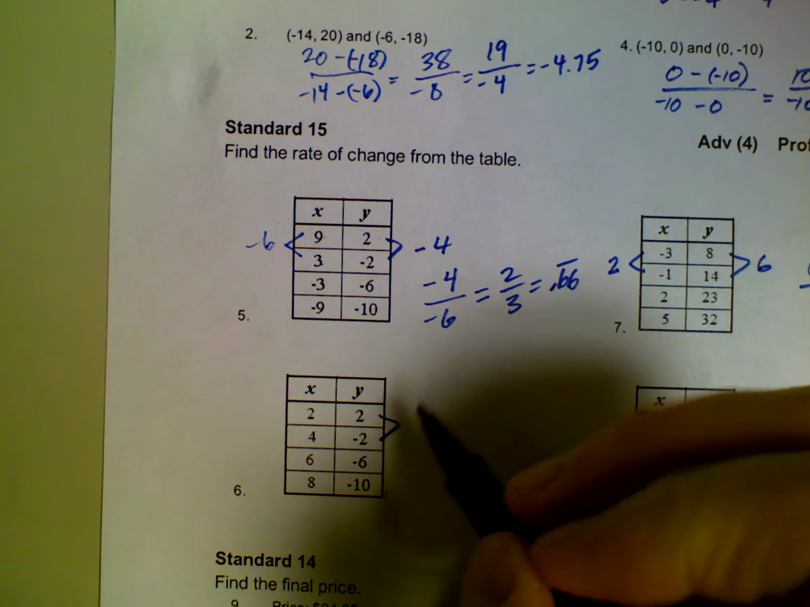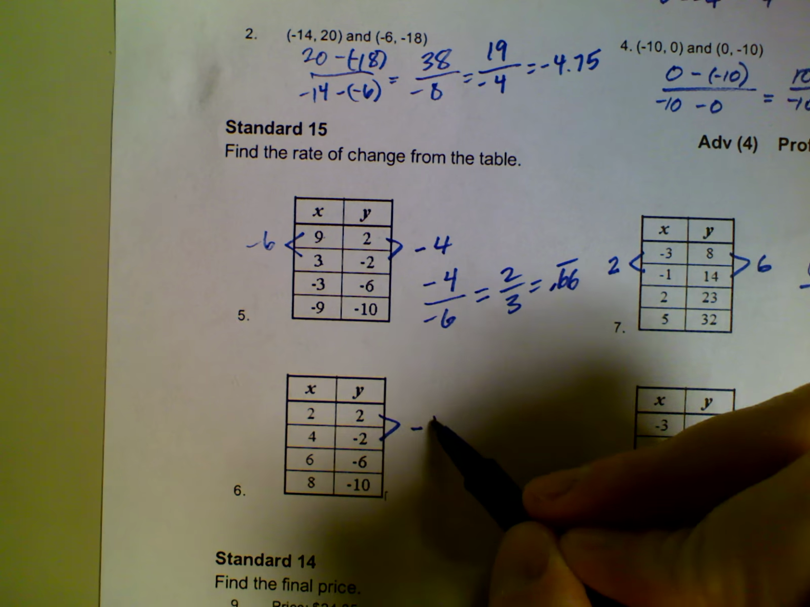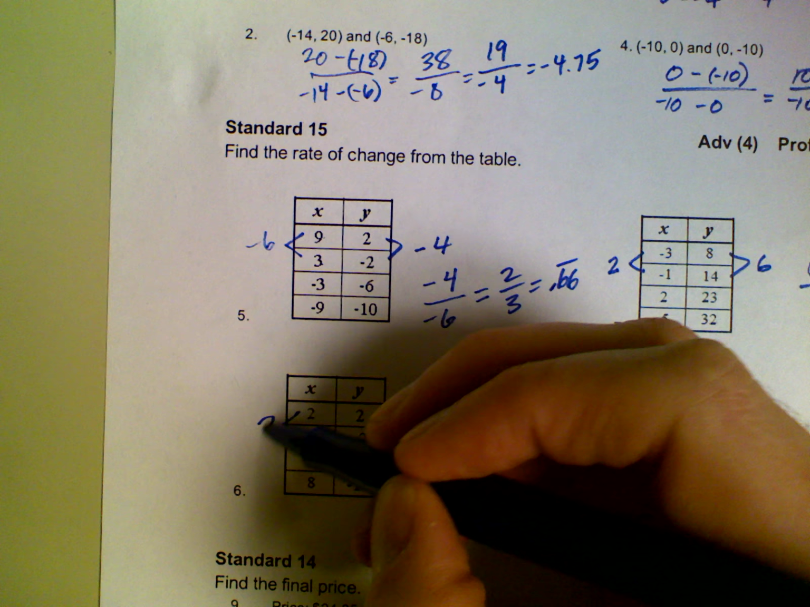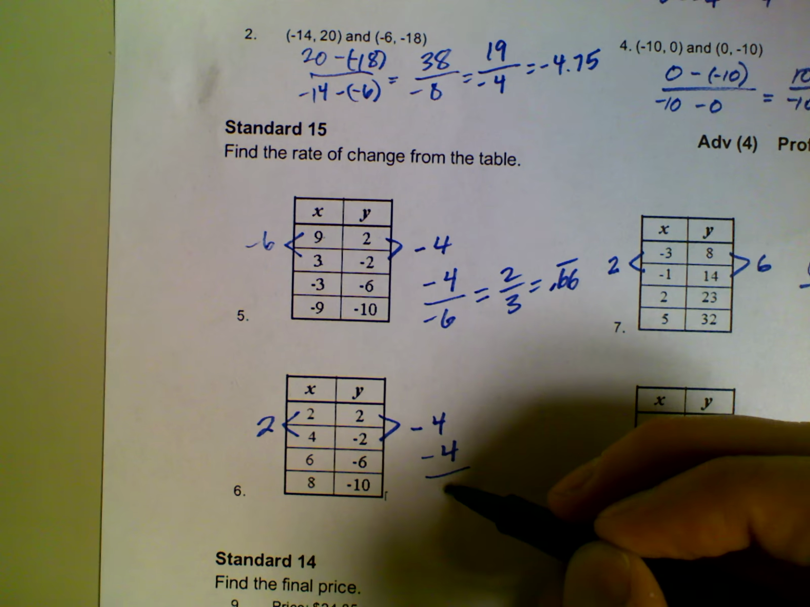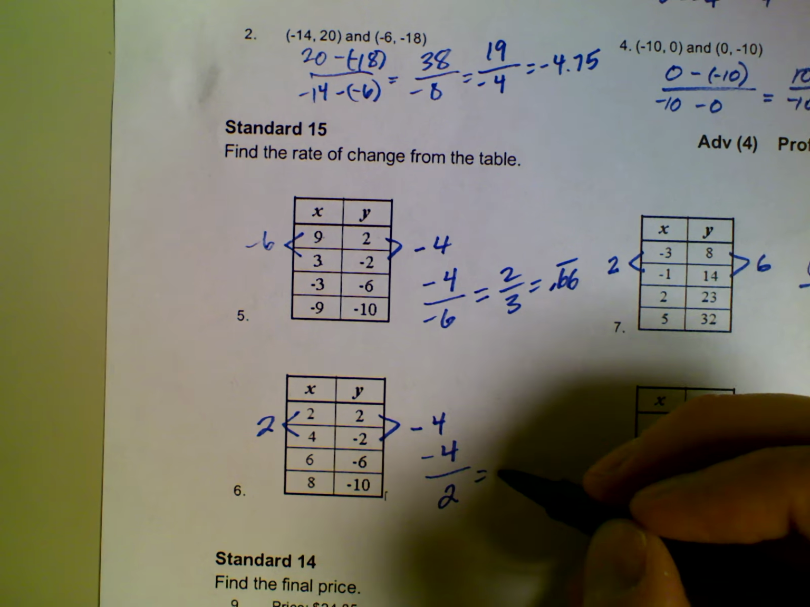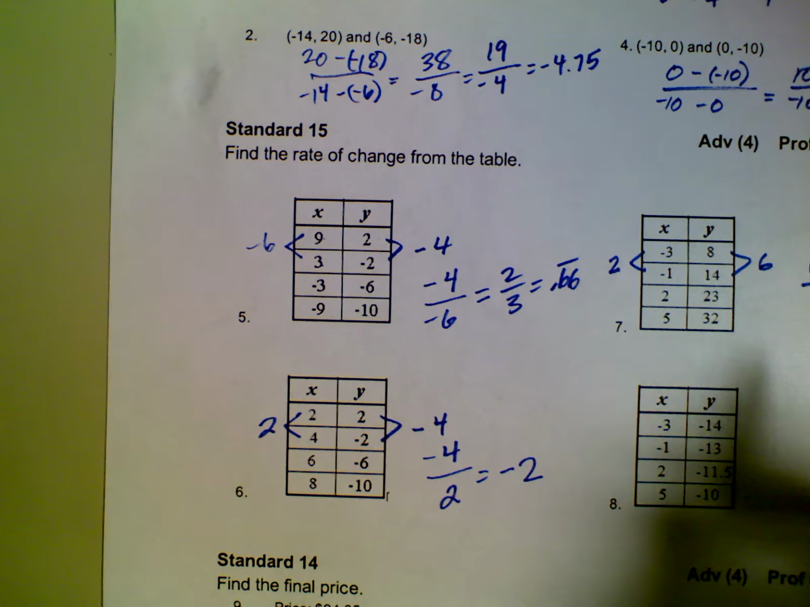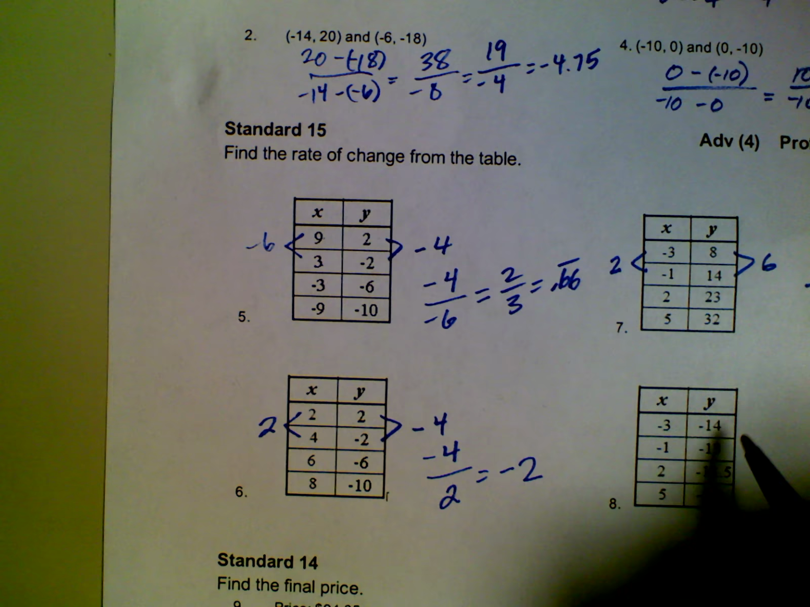Find the change here. 2 to negative 2 is a decrease of 4. 2 to 4 is an increase of 2. Put the y's on top, with the x's on bottom. Divide it. It's a rate of change of negative 2 for every x.